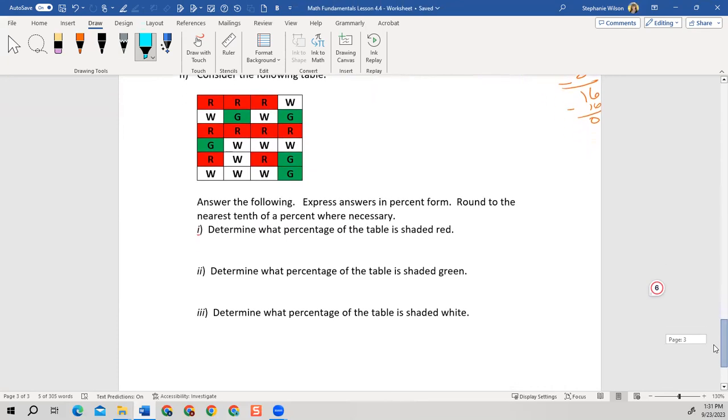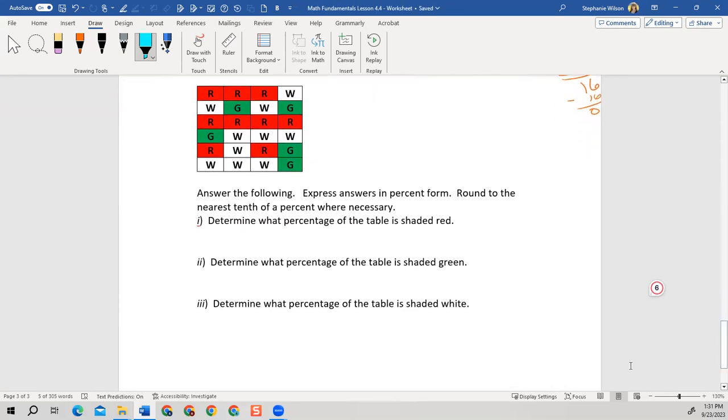So we have this table here. It says answer the following and express our answers in percent. So determine what percentage of the table is shaded red. So what I need to do is figure out what is my total here, right? My total boxes. So I got 1, 2, 3, 4, 5, 6, and it's 1, 2, 3, 4. So 6 times 4 gives me 24. So my denominator is going to have 24 because there's a total of 24 boxes there.